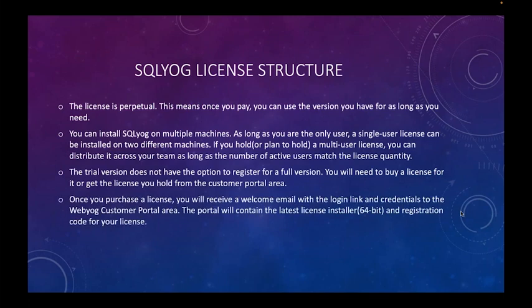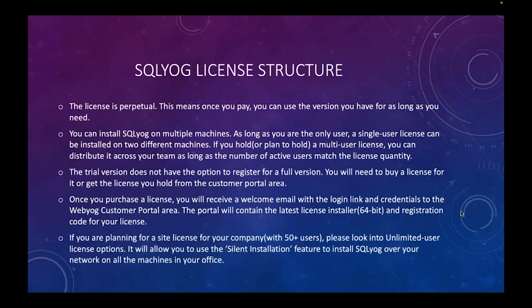Once you purchase a license, you will receive a welcome email with the credentials to the WebView customer portal area. The portal will contain the latest license installer 64-bit and the registration code for your license. If you are planning for a site license or an unlimited license, it will allow for silent installation as well. That means you'll be able to install SQLyog over all the machines, all the PCs in your organization over a network.